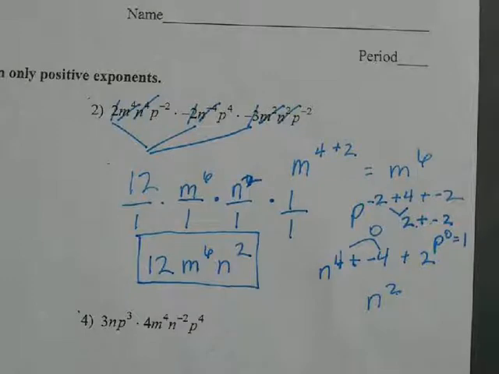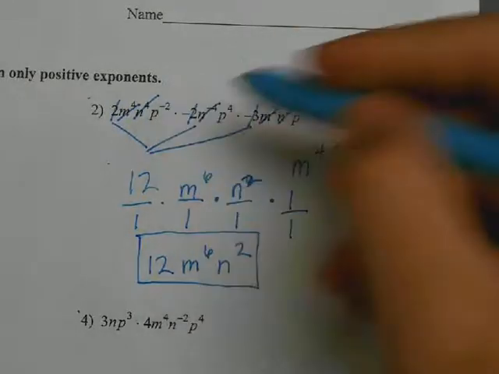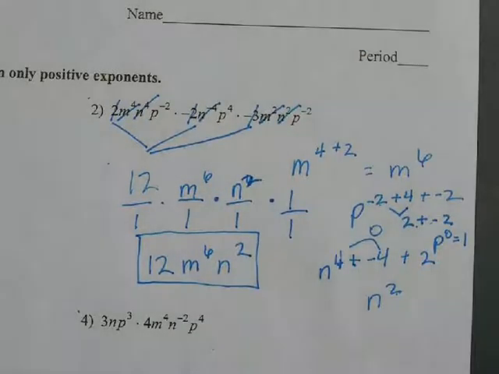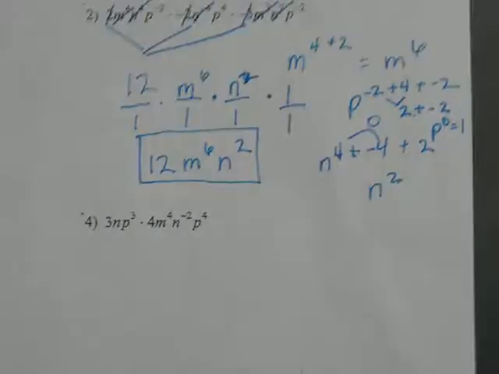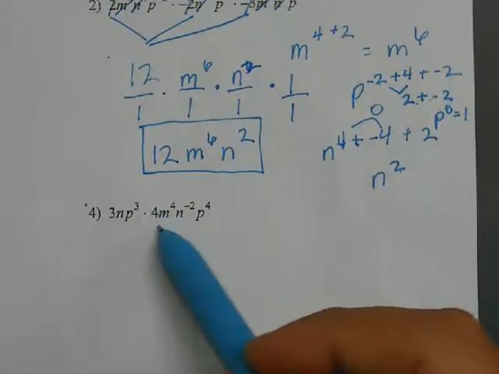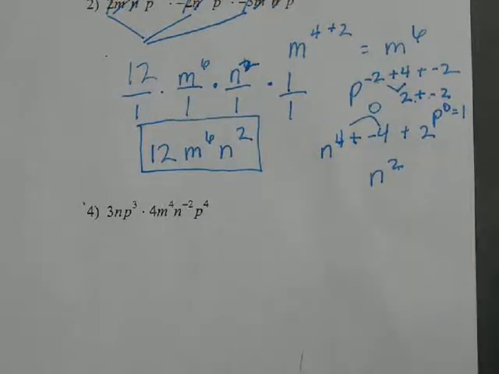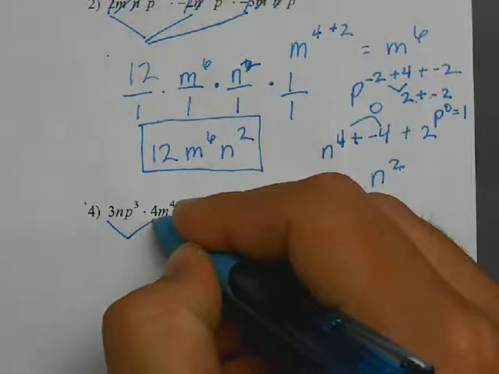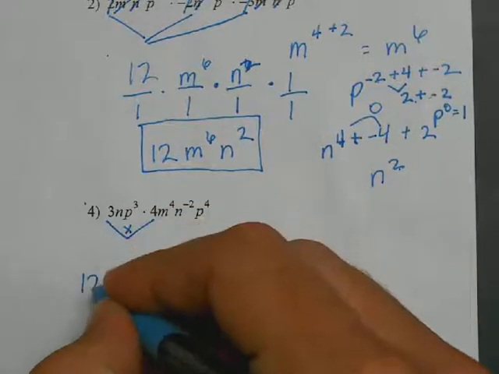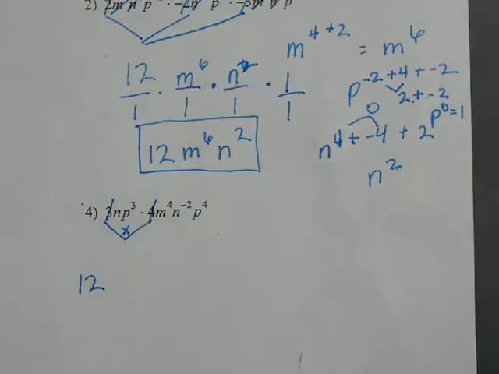Again, that's kind of broken apart. We're almost looking at it as 3 separate problems. Let's skip down to number 4. Number 4, 3np cubed times 4m to the 4th n to the -2nd p to the 4th. So here, what we're going to do is multiply coefficients. We have these coefficients of 3 and 4, so we have 12. I'm done with those coefficients. I'm marking them out. Now I go to my next letter.